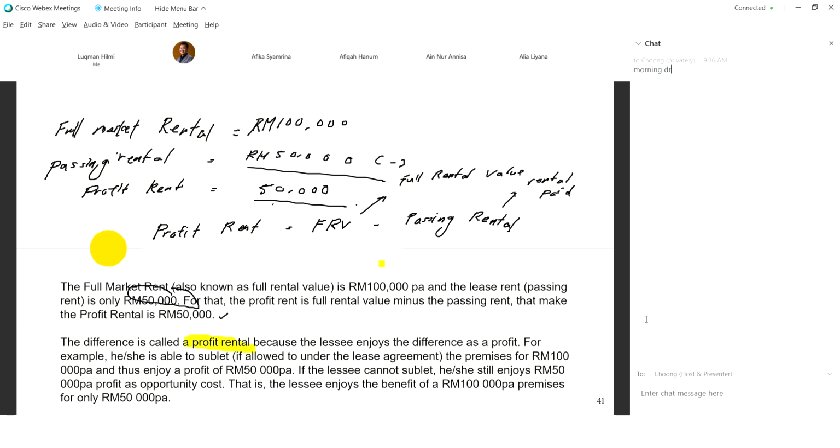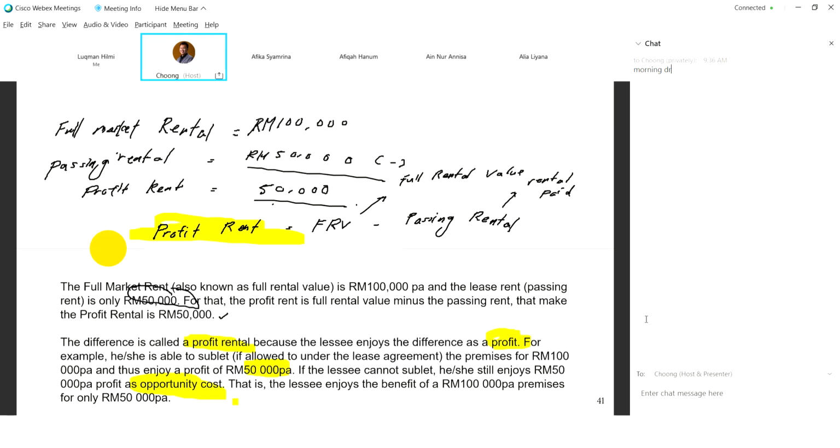The difference is called profit rental because the lessee enjoys the difference as a profit. For example, dia sebenarnya boleh sublet, kalau allow lah under the lease agreement, the premises for 100,000 per annum, just enjoy a profit of 50,000 per annum. If the lessee cannot sublet, he still enjoys the 50,000 as opportunity cost. He can reinvest this 50,000 profit in other premises to earn money as well.